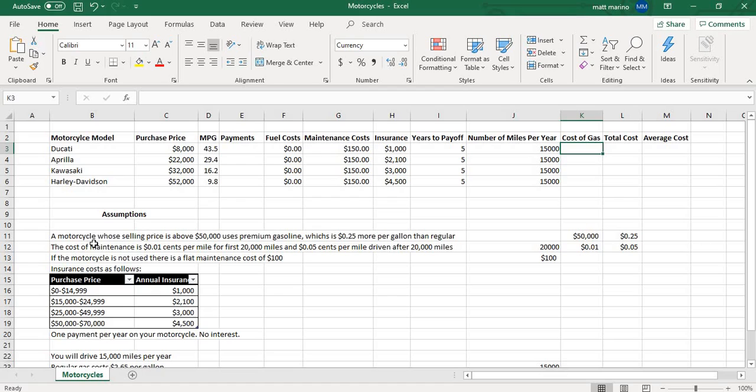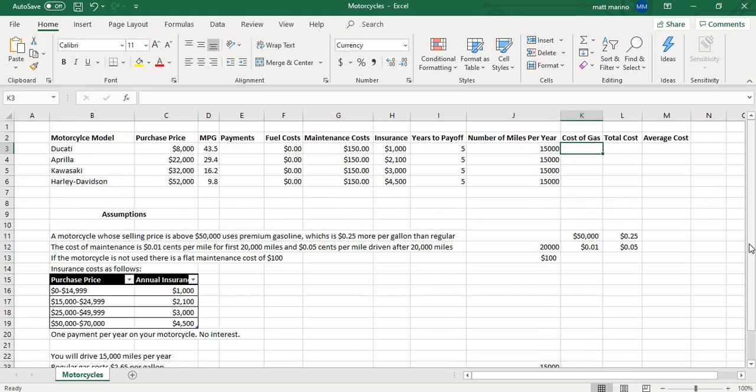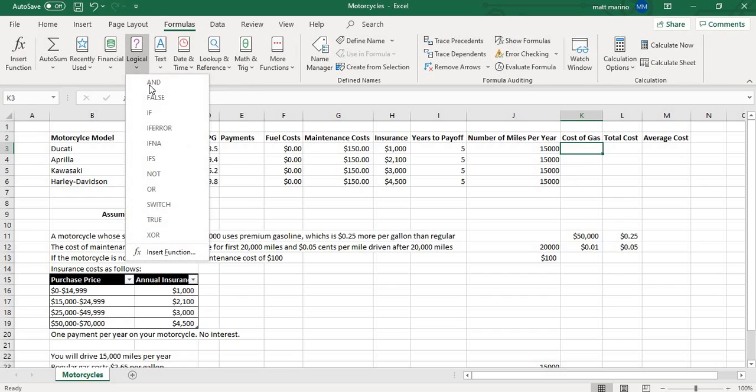So you'll notice the first assumption we made is if the price of the motorcycle is above $50,000, we use premium gasoline, which is 25 cents more than the $2.65 we had previously. So you could say, oh, the cost of gas is just going to be $2.65, and type it in for the first three, and then type in $2.65 plus the 25 cents, and call it a day. But let's do it the correct way. Let's utilize an if function.